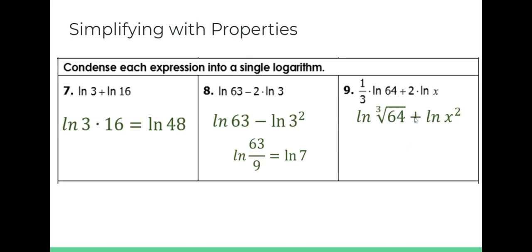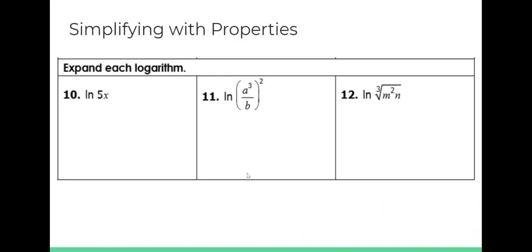plus that means we're going to be using the product rule. So we're going to multiply 4 times x squared to get the natural log of 4 times x squared. Again, I got 4 from the cube root of 64. If you can do your simple math, you do it. Okay, there's nothing different with that. We're just simplifying.